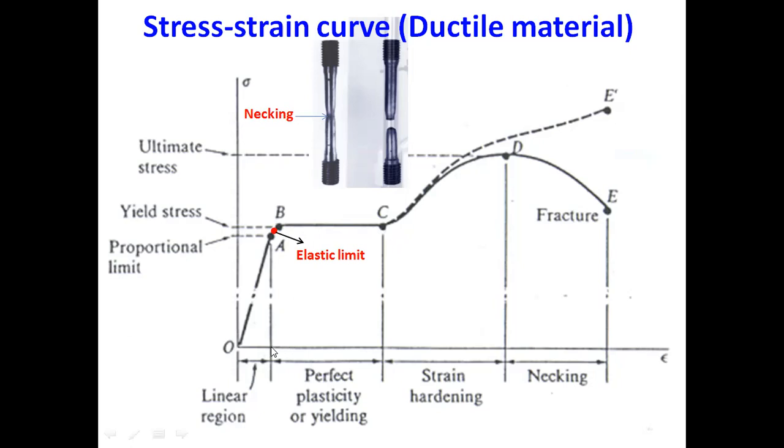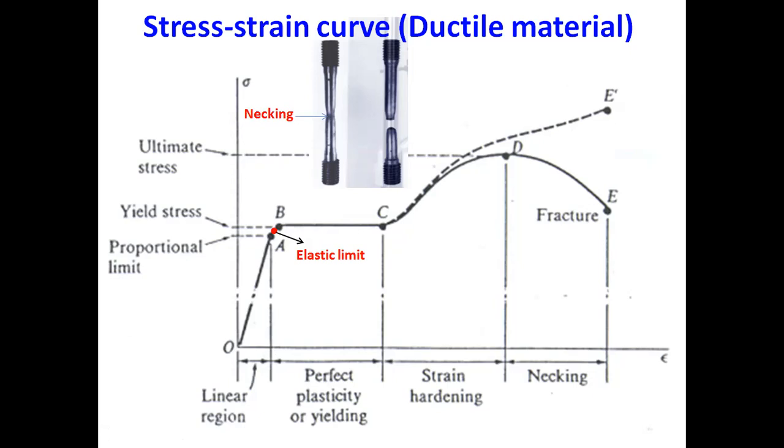However, what is happening to the strain? Strain has increased from here to here. A considerable amount of strain has happened, or a considerable amount of deformation has happened without increasing the load. It means that considerable deformation has happened without increasing the applied load. So this phenomenon is known as yielding. This is known as yielding.